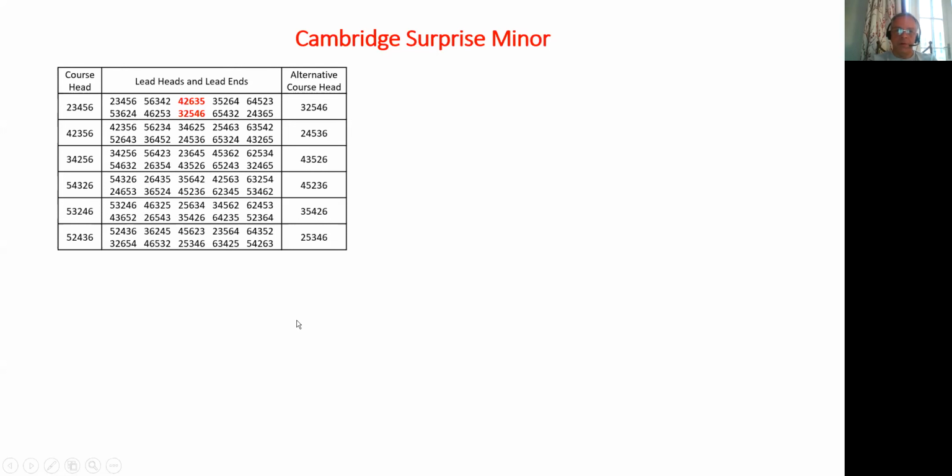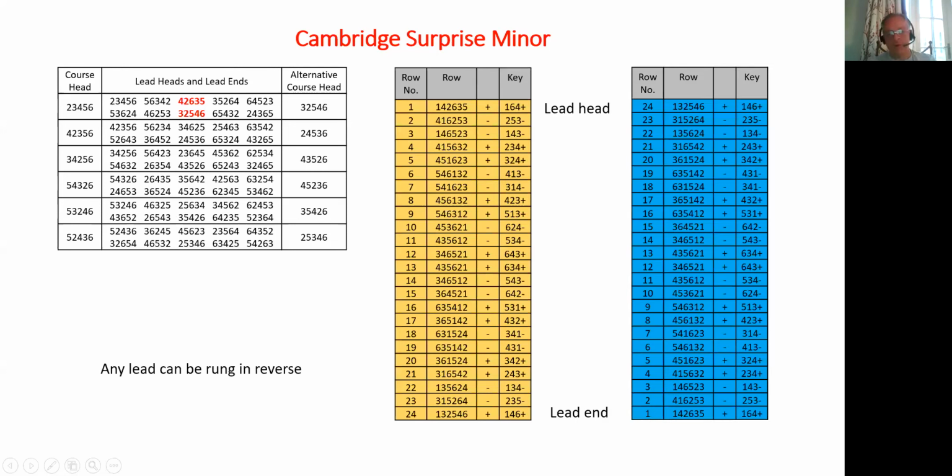What does happen though with Cambridge, just as with Plain Bob, is that any of these leads can be rung backwards. So the example we've got here is the lead that was in red over on the left-hand table that started from lead head 142365 and finishes with lead end 132546. We can turn that on its head and use 1, 3, 2, 5, 4, 6 as our lead head instead. And then 1, 4, 2, 3, 6, 5 becomes our lead end. But we've rung exactly the same rows, we've just rung them backwards.